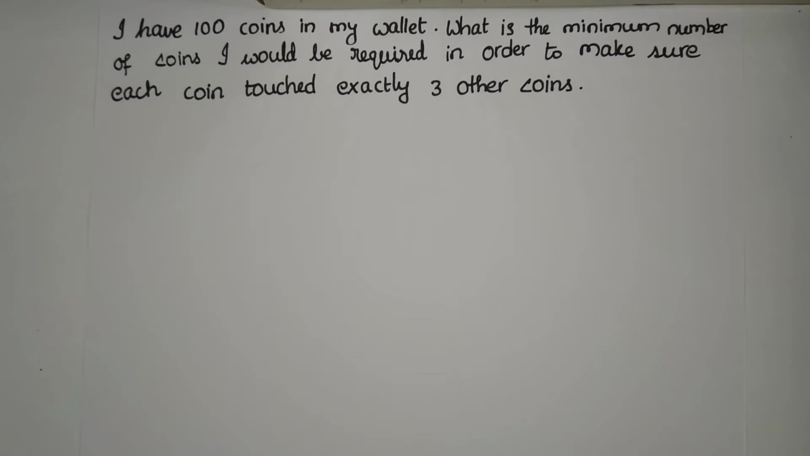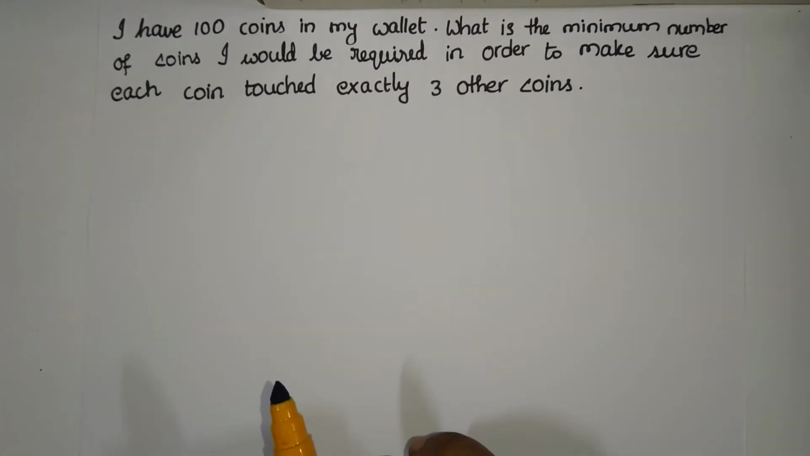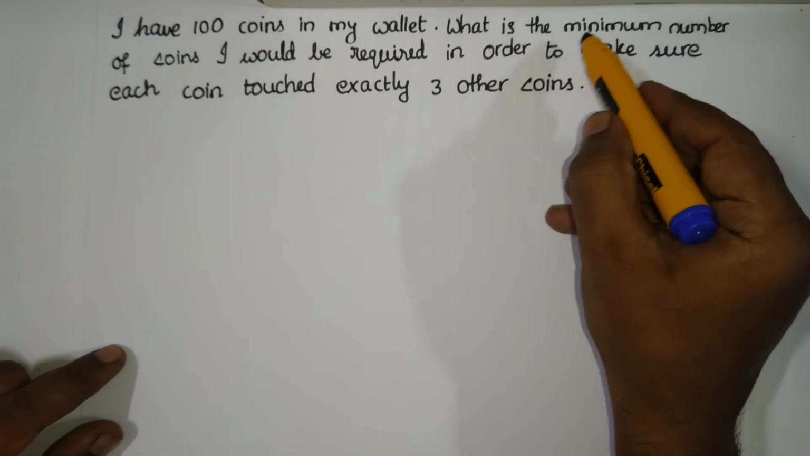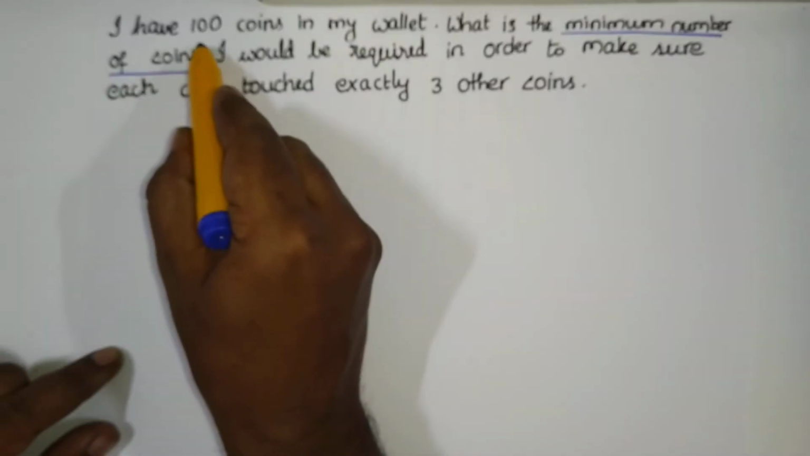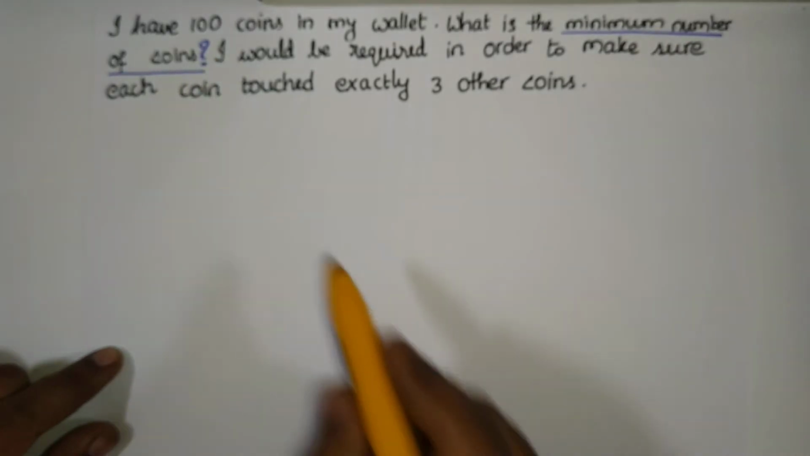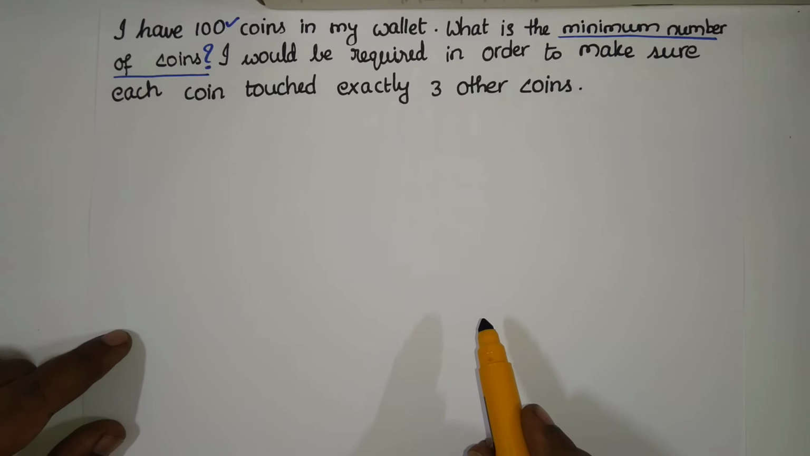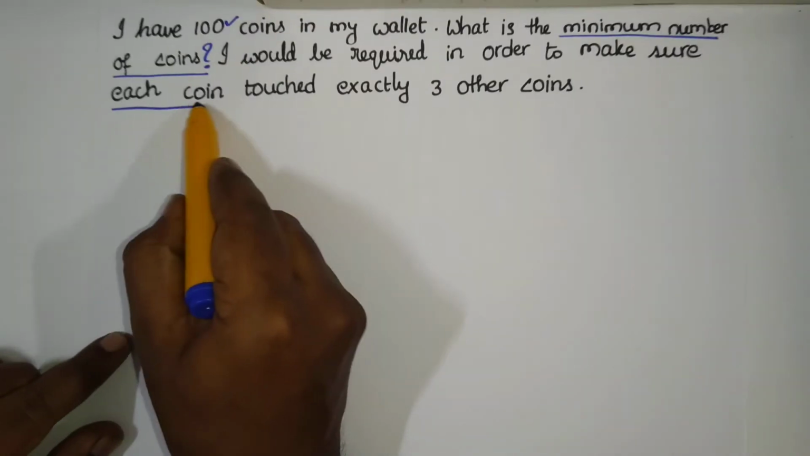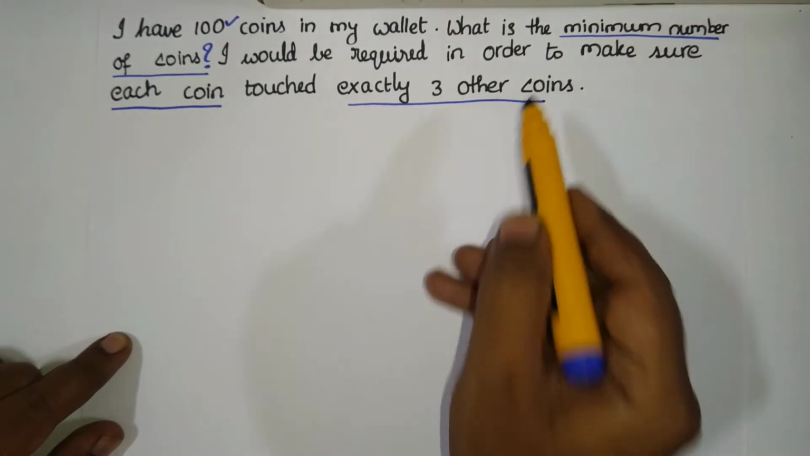I have 100 coins in my wallet. What is the minimum number of coins I would require in order to make sure each coin touches exactly three other coins? Now the question is, what is the minimum number of coins out of 100 coins? The given condition is that each coin should touch exactly three other coins.